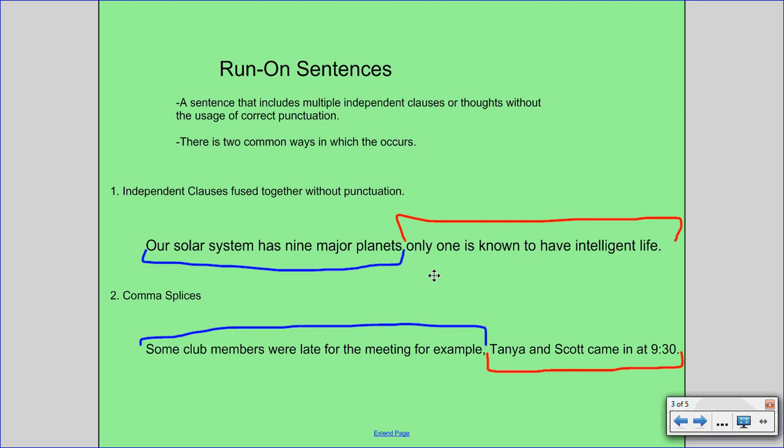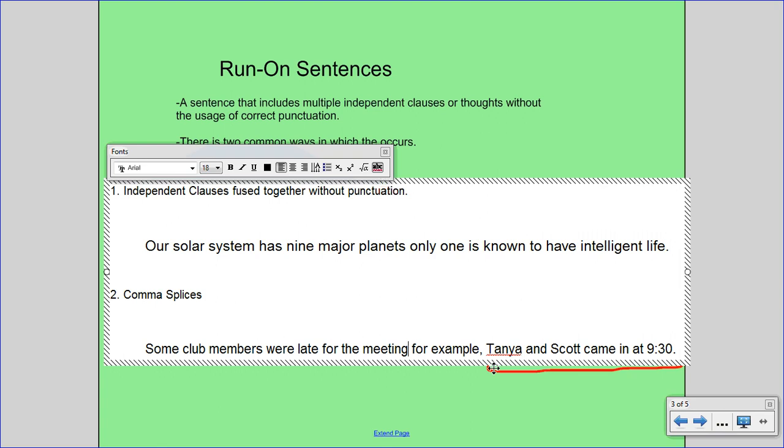If we look at our next example, it shows how oftentimes comma splices exist in run-on sentences. "Some club members were late for the meeting, for example, Tanya and Scott came in at 9:30." Now, we have two independent clauses. We have "Some club members were late for the meeting." That's the first independent clause. And then the second independent clause is "For example, Tanya and Scott came in at 9:30." So same instance here. We need to make a split, and that split is going to be right here after "meeting." So after "meeting," we have the 3 options.